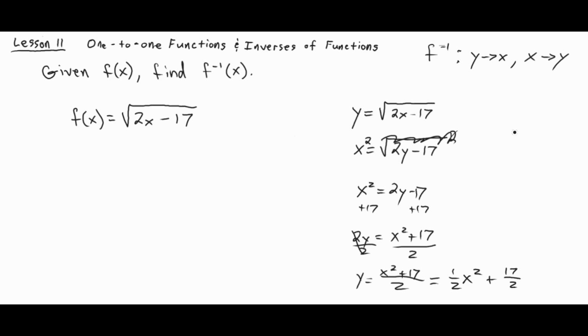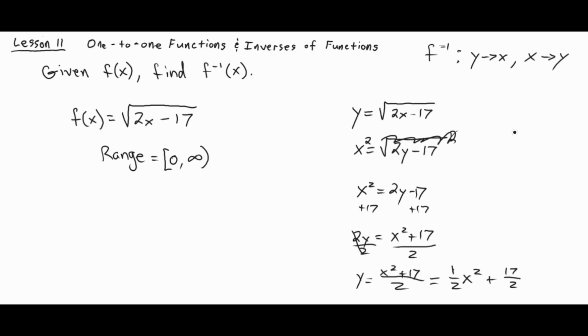Now you may say, yeah, but you said, Mr. Ryan, you said that x squared functions are not 1-to-1. And that's true. But I want to remind you that this function, the square root of 2x minus 17, has a range of 0 to infinity, including 0 and up to infinity. Okay? So that's the range of this function.